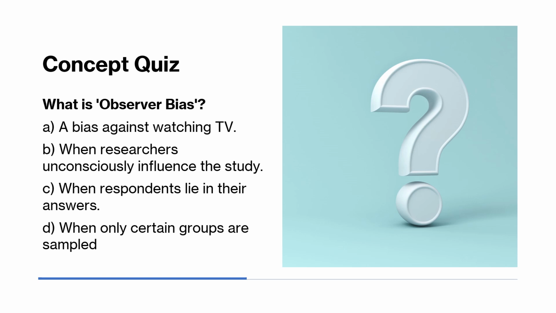A quick concept quiz for you. What is observer bias? Is it A, a bias against watching TV? B, when researchers unconsciously influence the study? C, when respondents lie in their answers? D, when only certain groups are sampled? The answer here is B, when researchers unconsciously influence their study.